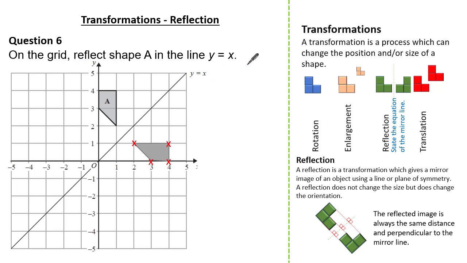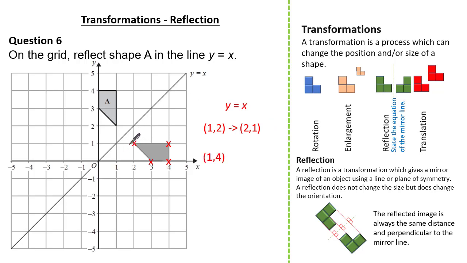Another way is to look at the equation y equals x and to understand what it means. Well, it means if we were to identify our coordinate, for example 1, 2, the x becomes the y and the y becomes the x. So our new coordinate would be 2, 1: 1 is now our y coordinate and 2 is our x coordinate, which you can see verified here.